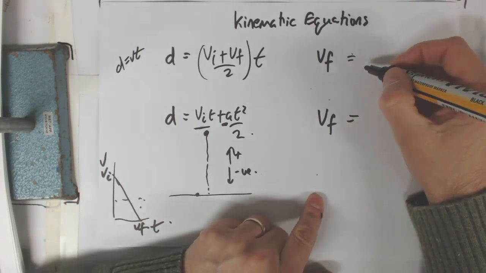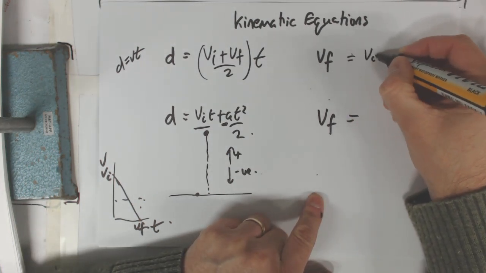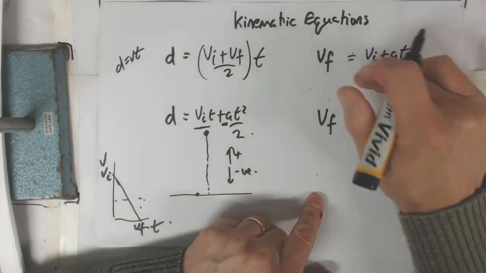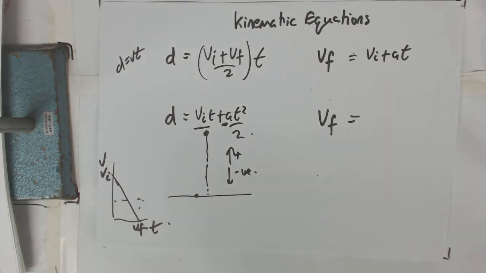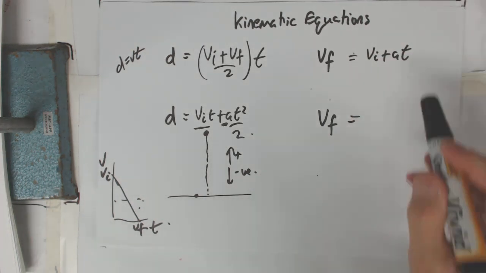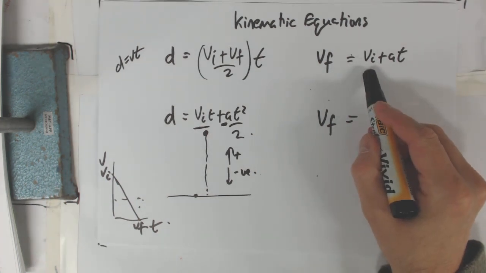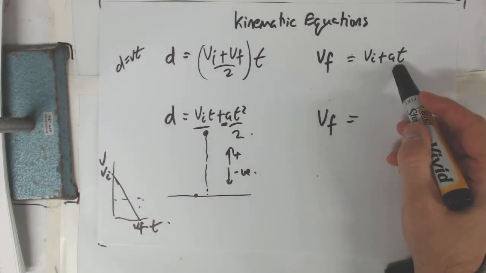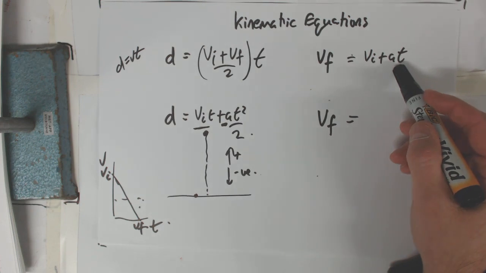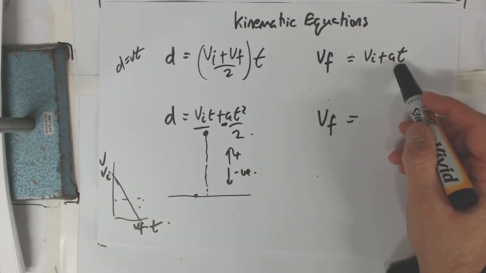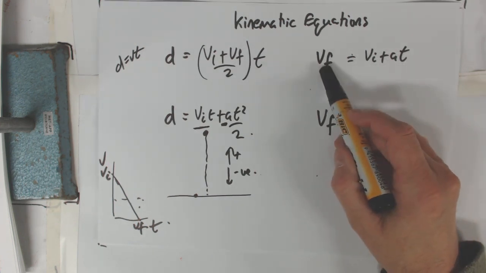VF equals VI plus AT. So you're going at a certain speed, you then get an acceleration. If your velocity was positive, your acceleration could be positive, in which case you're going to speed up from that initial speed. But if it was negative, it means you're going to slow down. And it's just going to give you a final velocity.